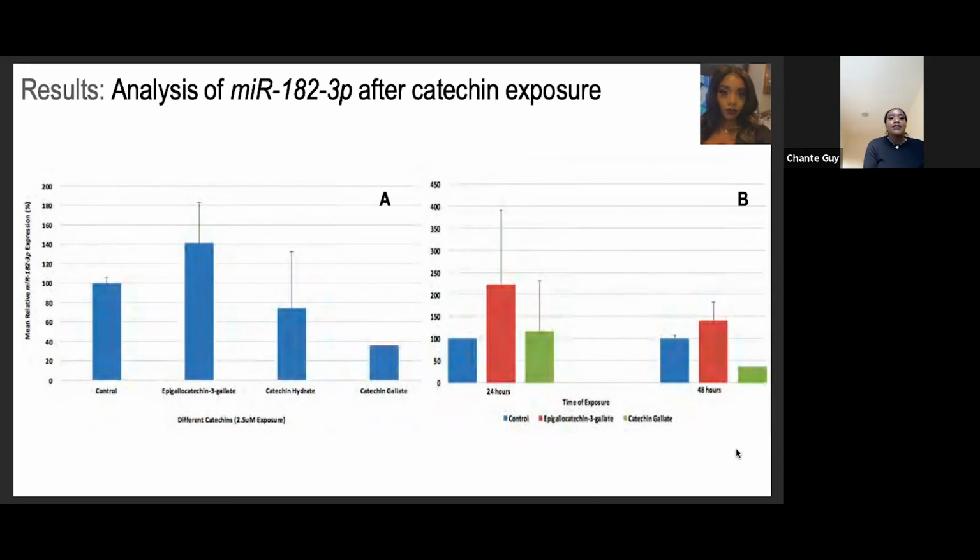This is represented in figure A on the left, which shows the effect of all 3 catechins. Comparing the levels of all 3 catechins to the control, seen here in the first bar on figure A, catechin gallate has the lowest levels. Next slide.